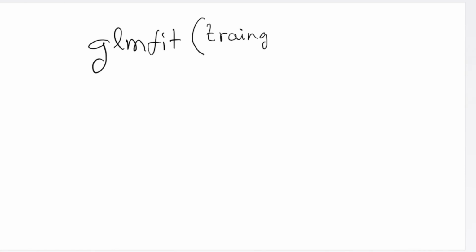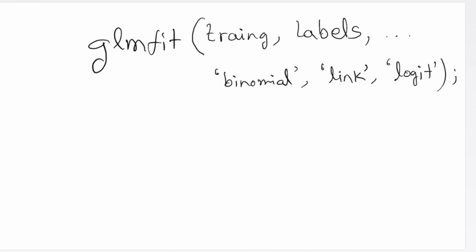In MATLAB there is a function called glmfit, which would help you compute all the beta values from training data and training labels. In glmfit you will have to provide the training data, and also you will have to provide the training labels. You have to additionally provide some other parameters. Let me write down those parameters here. I'm not explaining all the parameters here. The crucial parameters you need in glmfit are the training data and the labels.